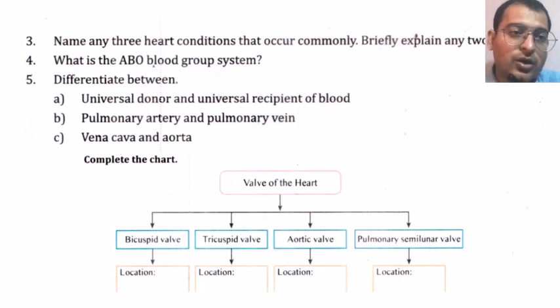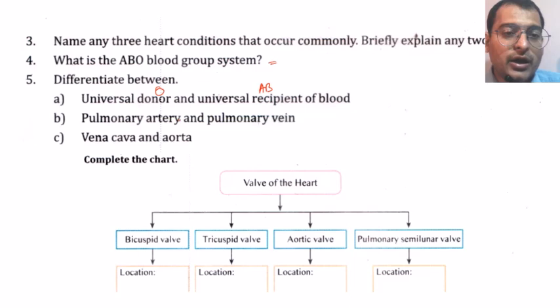Okay, what is the ABO blood group system? We have discussed it in detail. Okay, differentiate between universal donor and universal recipient of blood. Universal donor is the O blood group, and the universal recipient is the AB blood group.